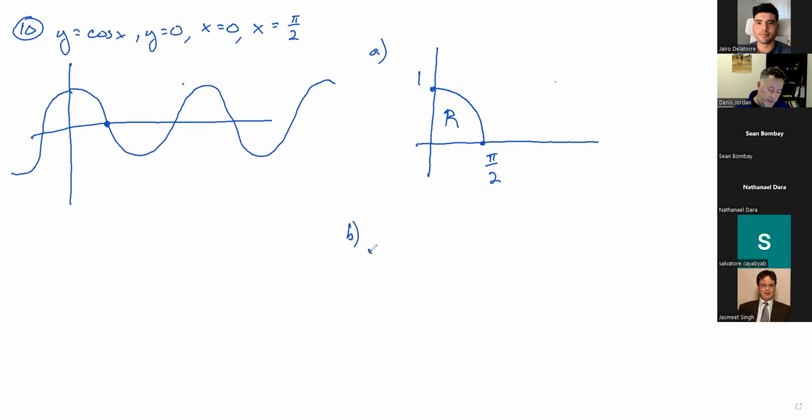For part B, you're just going to integrate from where to where? Zero to pi over 2, going off the x values. So the integral of cosine of x. Plug those values in and then just evaluate them. So the area of region R is 1.